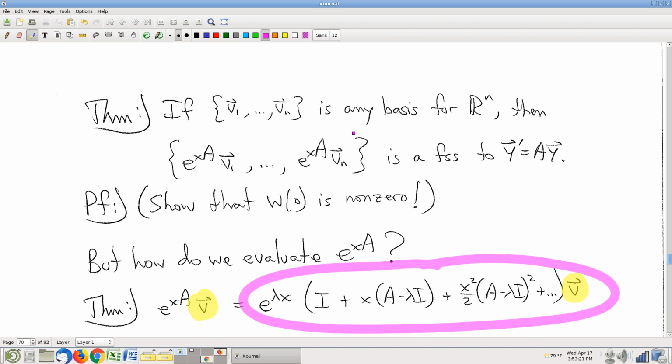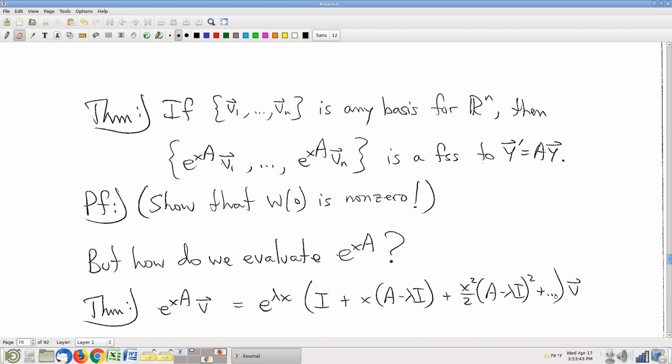This formula is chock full of A minus lambda I. So if I want to be able to use this formula, my next thing I need to figure out is what does A minus lambda I do to Jordan basis vectors? And to this point, we haven't really written that down in that form. We don't really know the answer to that question immediately. So I just need to address that question. What does A minus lambda I do to a Jordan basis vector? It's not that big of a deal.